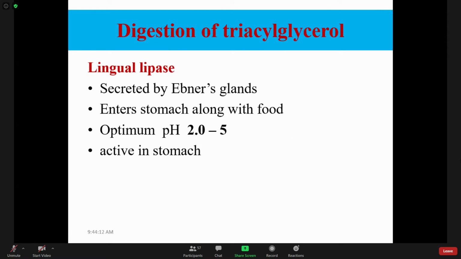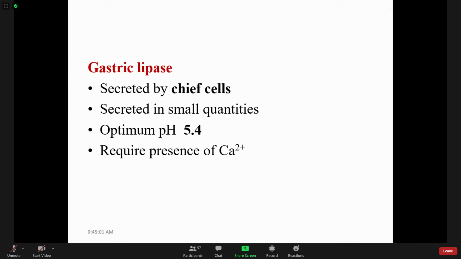So the enzyme responsible for digestion of fat, especially triglyceride, is present in the mouth, but the actual digestion begins in the stomach because lingual lipase is active only at an acidic pH. Another lipase present in the stomach is gastric lipase, which is secreted by chief cells of the stomach in small quantities. Its optimum pH is 5.4, and it also requires the presence of calcium.